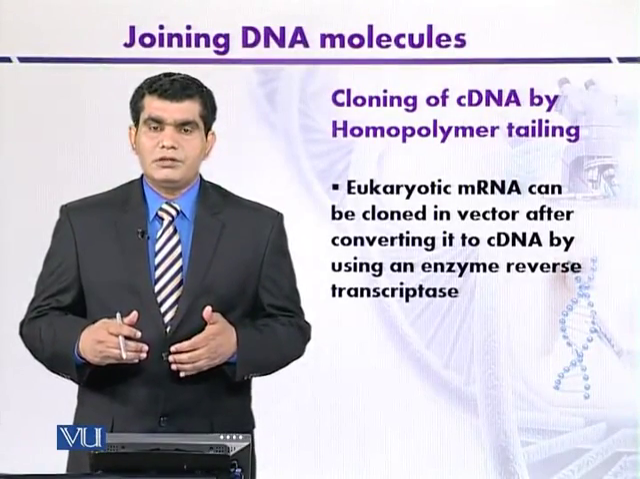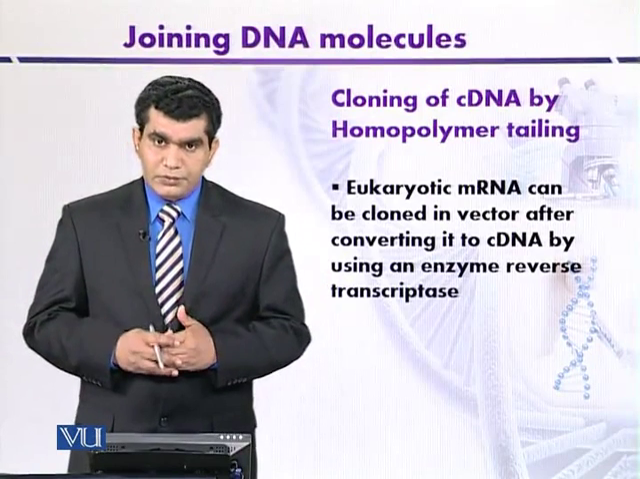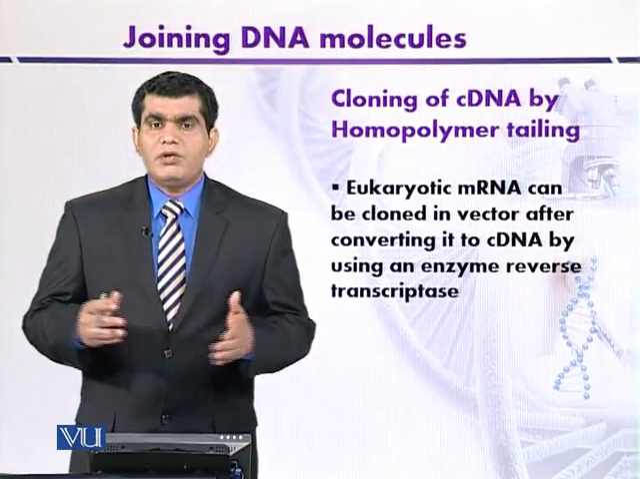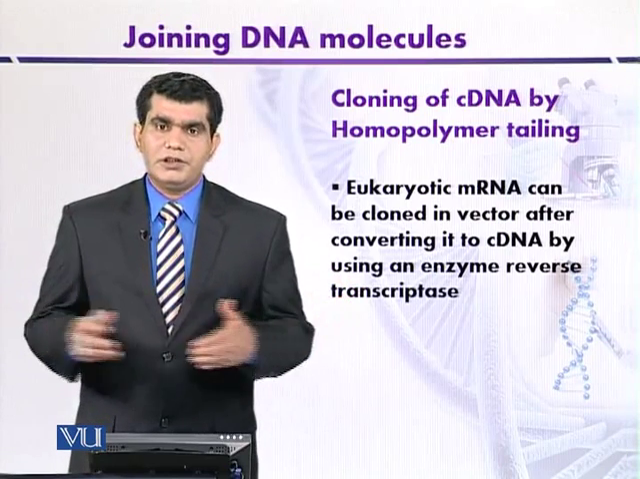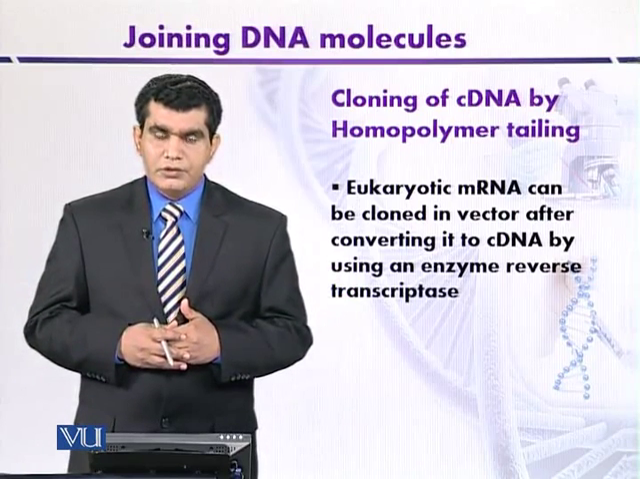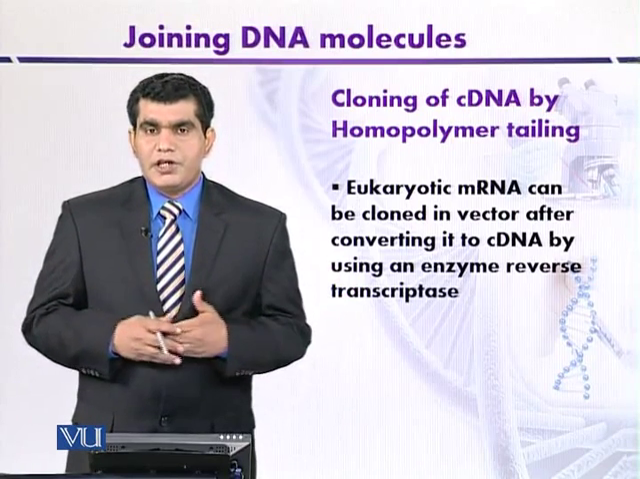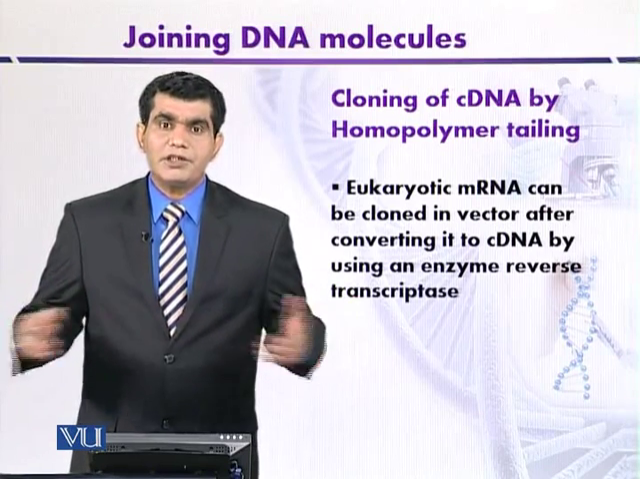Homopolymer tailing is a good technique for joining DNA from different sources. But nowadays it is not frequently used because of the availability of other techniques for joining DNA molecules. But still it has application in the cloning of cDNA or complementary DNA.